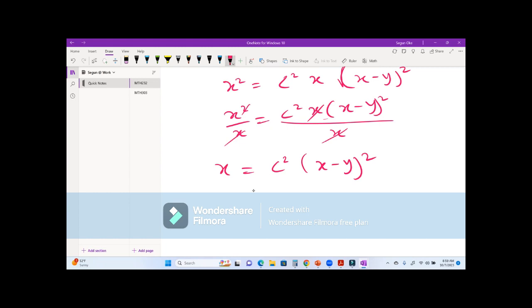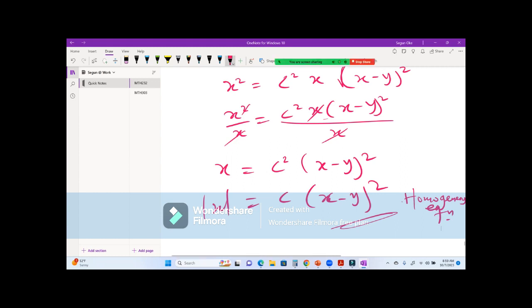So at the end of the day, we can say the modulus of X is equal to C into, because whether C squared or C cubed is still C, that's what I told you the other time, X minus Y all squared. That's your homogeneous equation for this one. Any question? Because of our time, let's quickly look at the last one. That's the final answer.